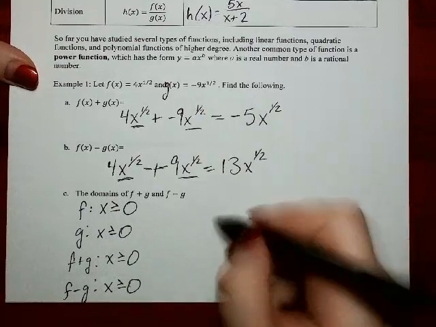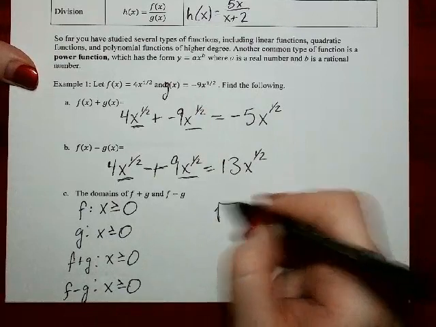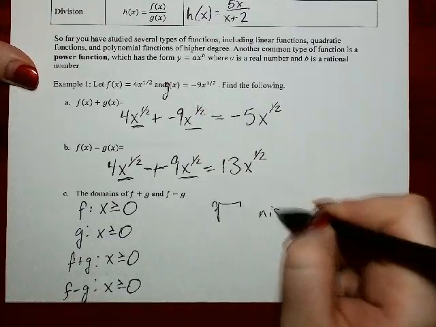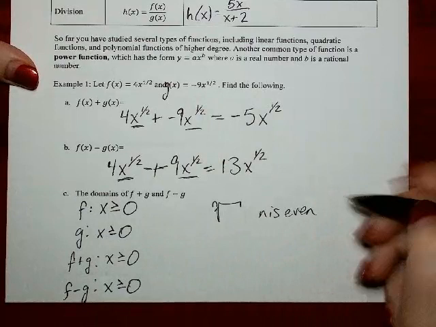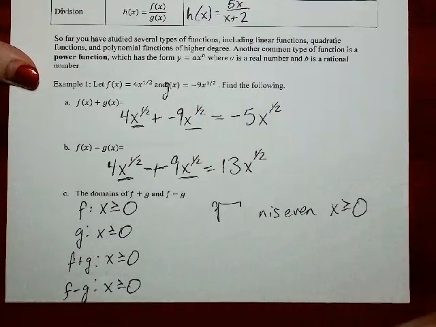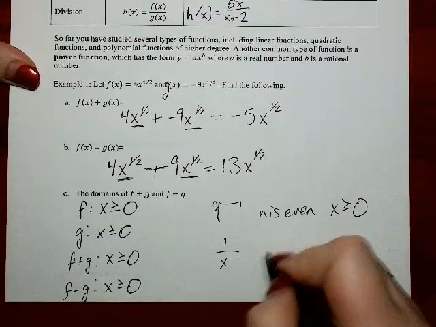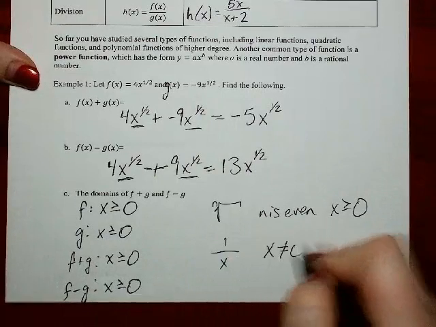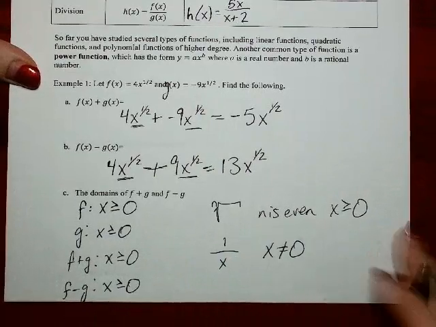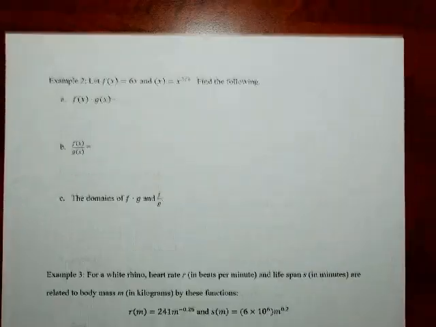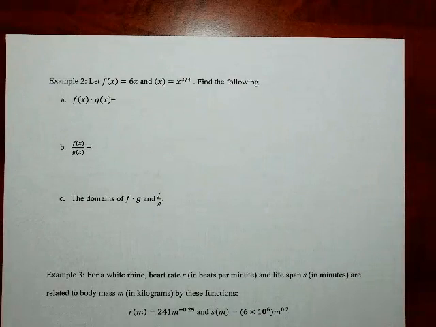Okay, so if we have a square root where n is even, x has to be greater than or equal to 0. If we have a fraction, we cannot divide by 0. I think that'll come up a little bit later in the notes here. Nope, maybe a different day.